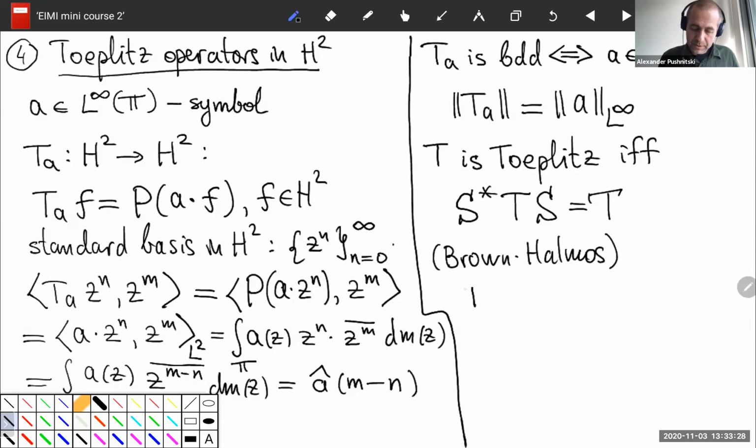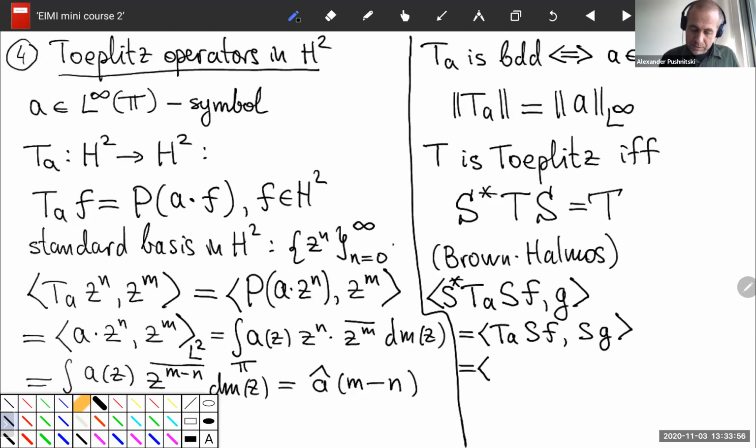So we simply take T_A S F, S G, with a star here. And we rewrite this as T_A S F, S G. So this becomes P of A S F, S G. Now S G is in the Hardy class, so we can remove this P by the same trick. We just move it to the right-hand side and then it disappears. So this becomes A S F, S G.